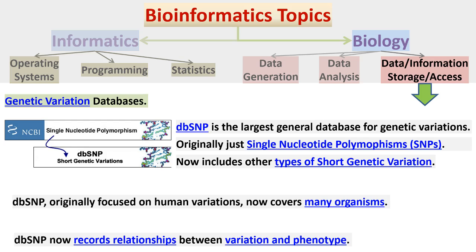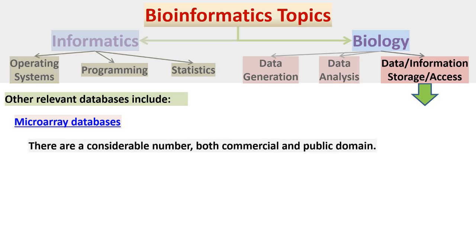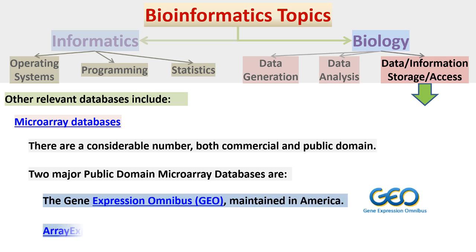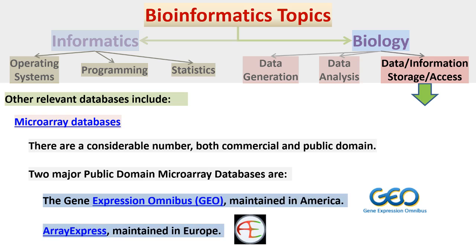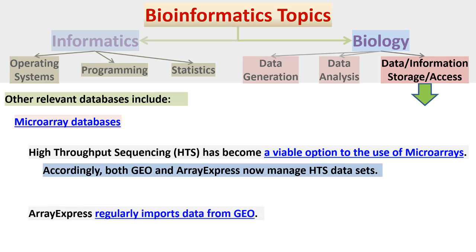Other relevant databases include those storing data generated from microarray experiments. A number of these exist, many of which are commercial. The two most used public domain microarray databases are the Gene Expression Omnibus, GEO, based in America, and the European database Array Express. Both GEO and Array Express initially stored only microarray data. Relatively recently, high-throughput sequencing, HTS, has begun to take over from the use of microarrays. Accordingly, both databases now also manage HTS datasets. The two databases work cooperatively. Specifically, Array Express regularly imports data from GEO.